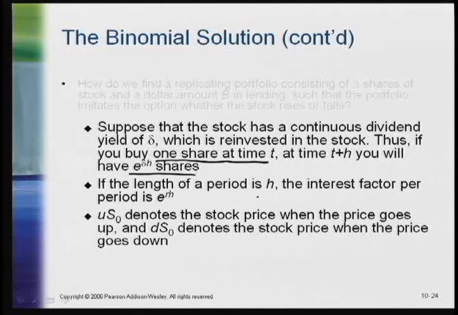We'll have a period of length h, and our interest factor for T-bills will be e to the rh. Typical accumulation factor, e to the minus rh when we're buying T-bills. And then we're going to generally say that S0, the initial price of the stock, goes up to uS0 or dS0. So u is 1 plus the return in the upstate, so-called upstate, where the prices go up, and d is 1 plus the return in the downstate, namely where prices go down.